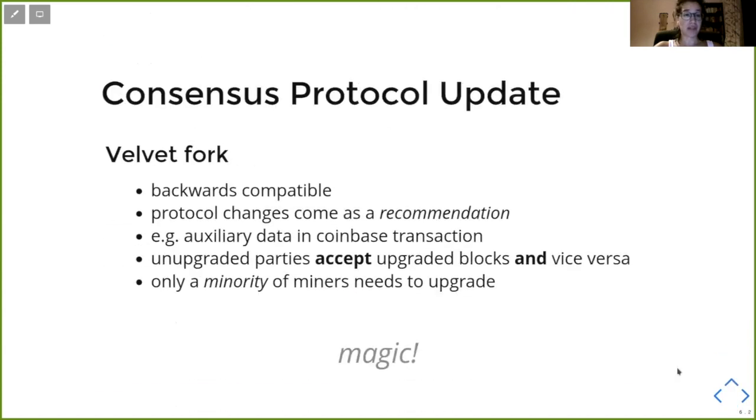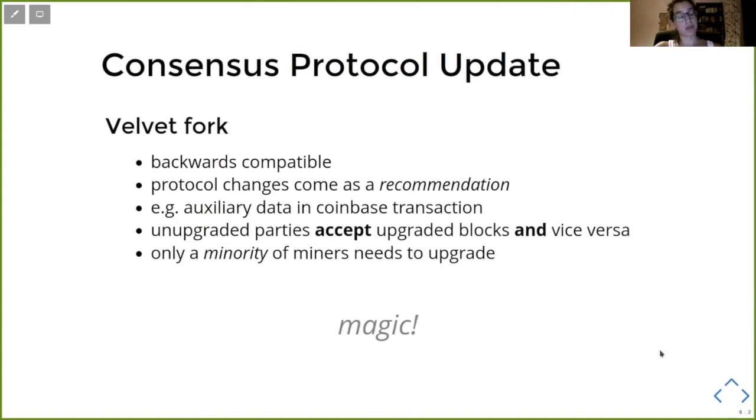And now we have the Velvet fork, which was suggested with the Superblock NIPoPoW paper. It's kind of similar to the soft fork case because it is backwards compatible. And again, the protocol changes come as auxiliary data in the block. But here, the protocol changes come as a recommendation, meaning that upgraded players here are required to accept unupgraded blocks.